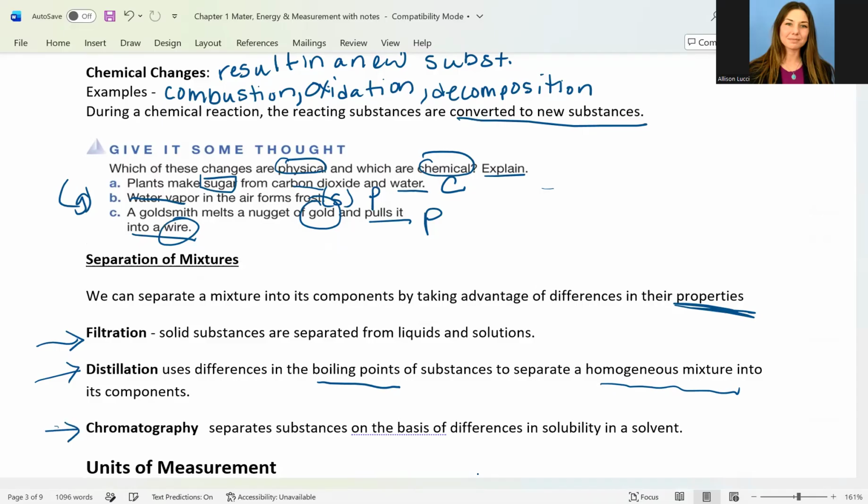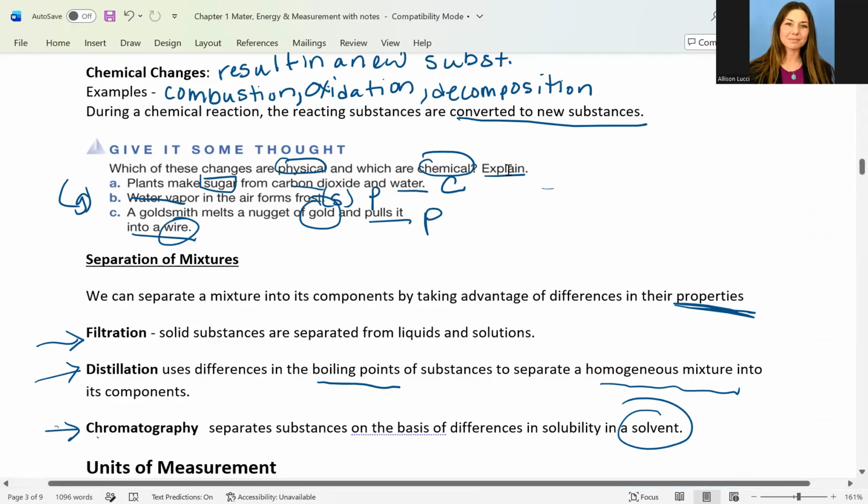And then this you might talk about in organic chemistry, where we can use something called chromatography to separate compounds based on their solubility in a certain solvent. So again, we can just use some physical properties like these mentioned to separate mixtures.